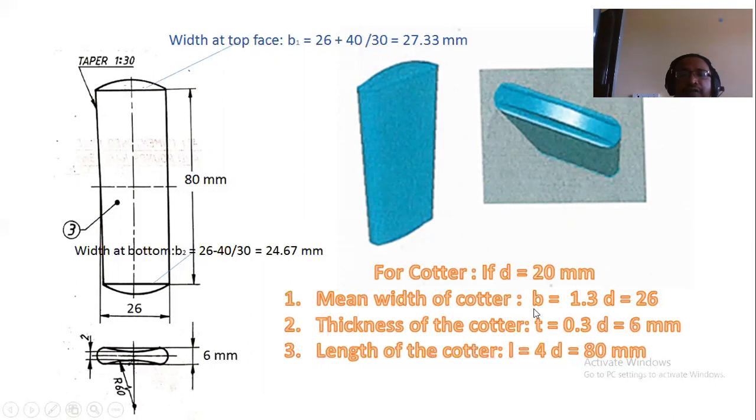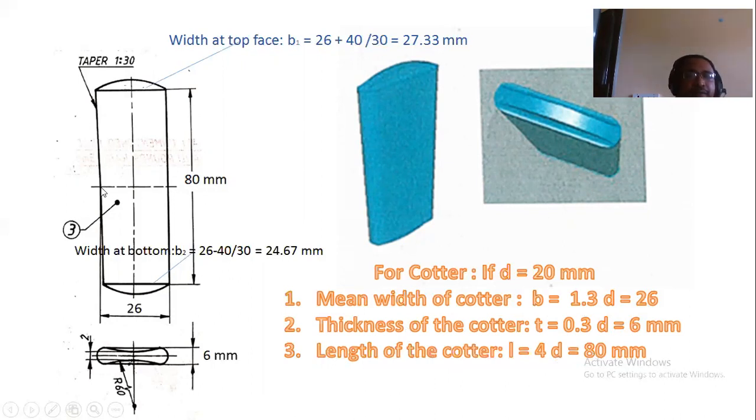The mean width of the cotter is represented by the letter B, which is 1.3D. If D is 20, it is 26 millimeter. Thickness of the cotter, T, is equal to 0.3D, 0.3 into 20, it is 6 mm. Length of the cotter is represented by the letter small l, which is equal to 4 into T, 4 into 20, it is 80 millimeter.